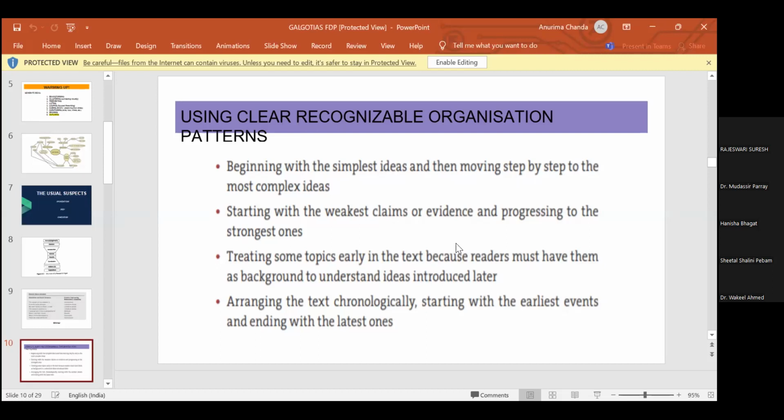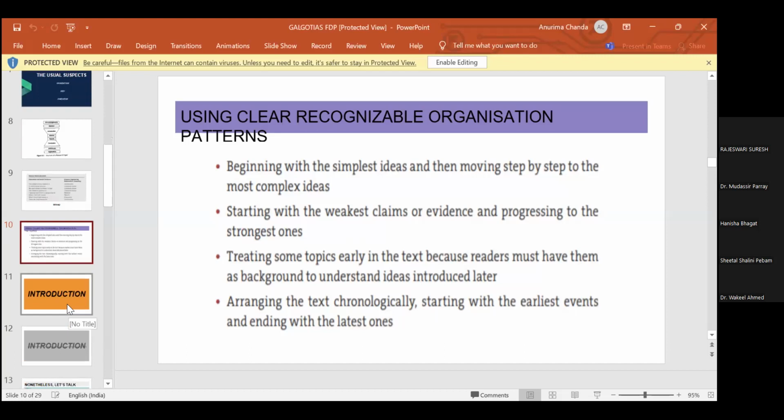Just take it in a chronological fashion, or move from simple to complex, or you treat some topics early in the text because readers would already know about those things, and then move on to the newer ground that you are trying to cover. So while you're outlining, always try to outline in a fashion that gives it a structure that is easily understandable not only by you, but also comprehensible by other people who are approaching your writing.